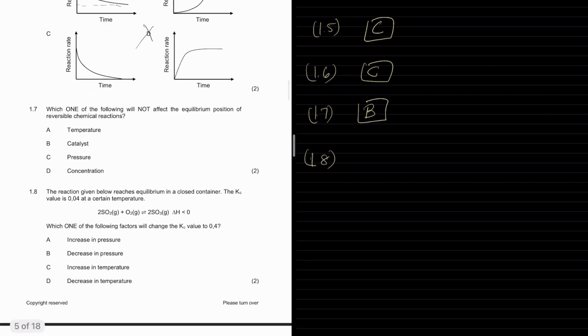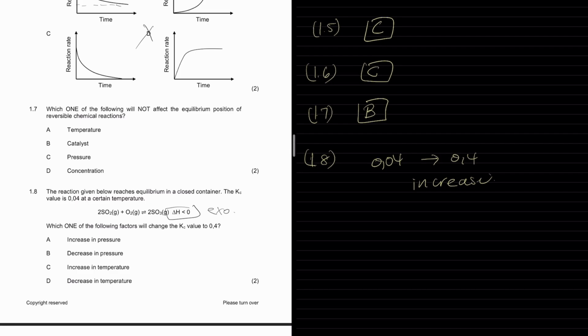Question 1.8. The reaction given below reaches equilibrium in a closed container. The Kc value is 0.04 at a certain temperature. Okay, so we look at this reaction and we can see that the forward reaction is exothermic. Which one of the following factors will change the Kc to 0.4? So what we want to do here is get the Kc from 0.04 to 0.4. So we want to increase the Kc.